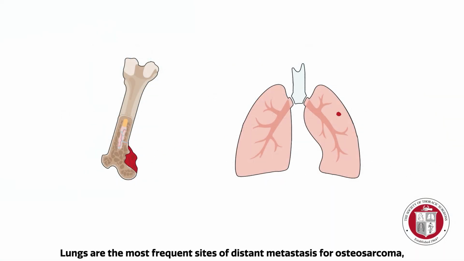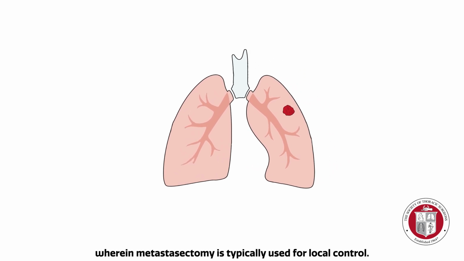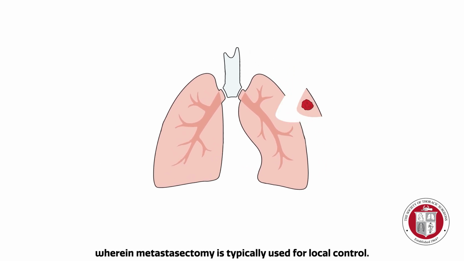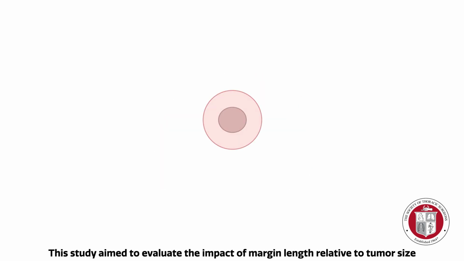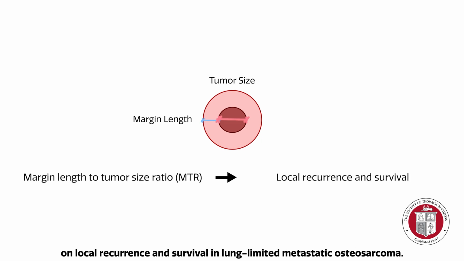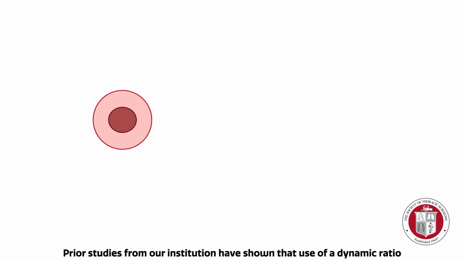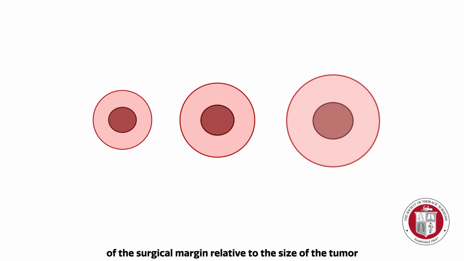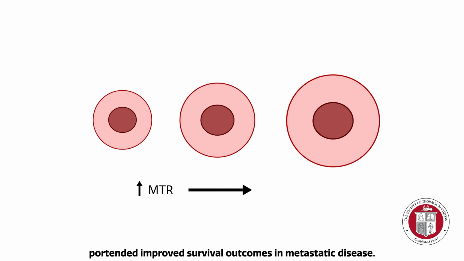Lungs are the most frequent sites of distant metastasis for osteosarcoma, wherein metastasectomy is typically used for local control. This study aimed to evaluate the impact of margin length relative to tumor size on local recurrence and survival in lung-limited metastatic osteosarcoma. Prior studies from our institution have shown that use of a dynamic ratio of the surgical margin relative to the size of the tumor portended improved survival outcomes in metastatic disease.